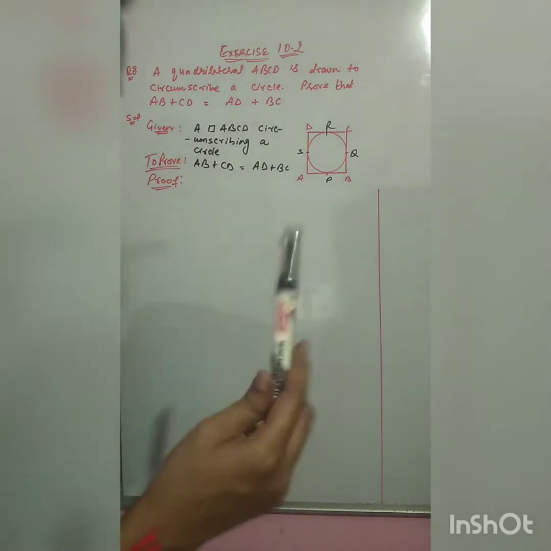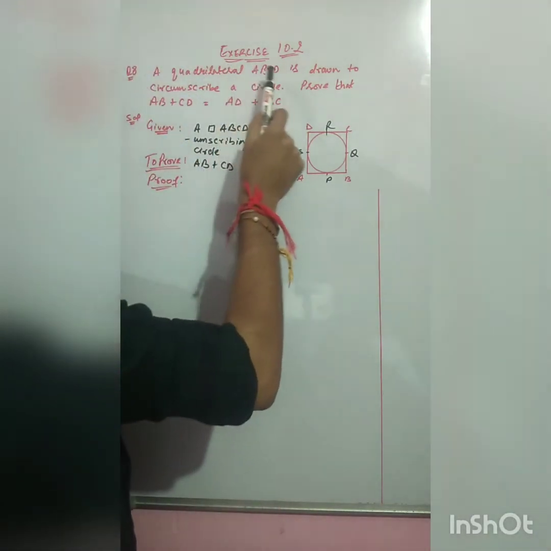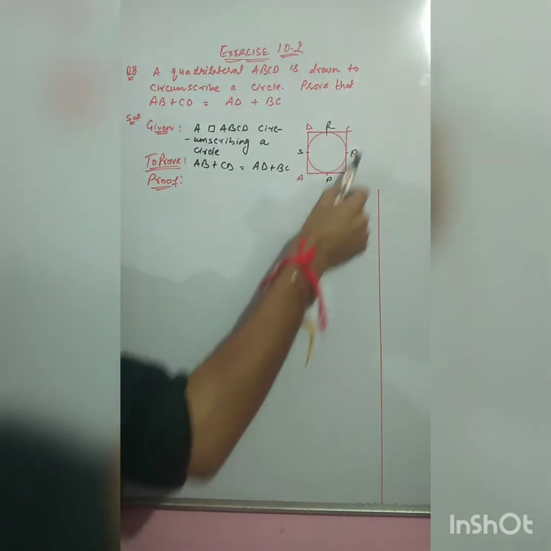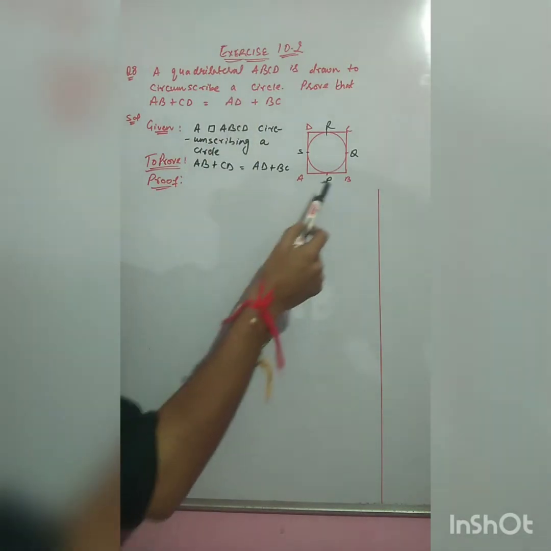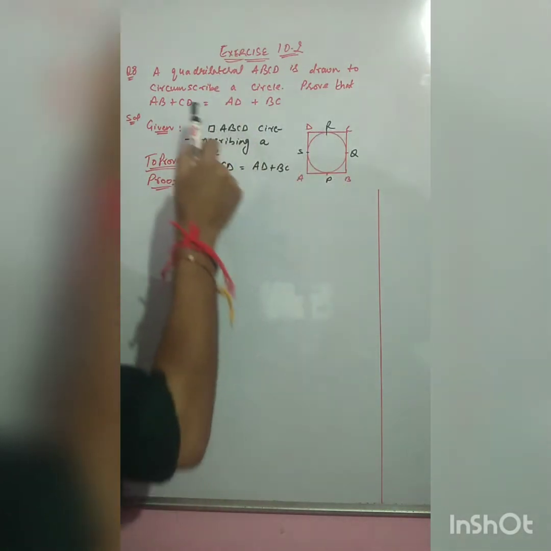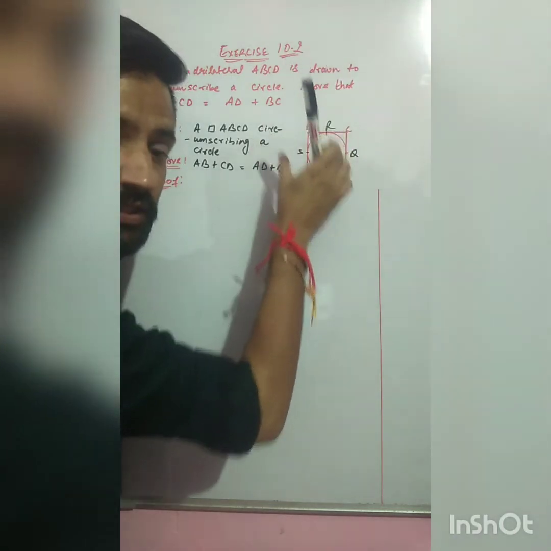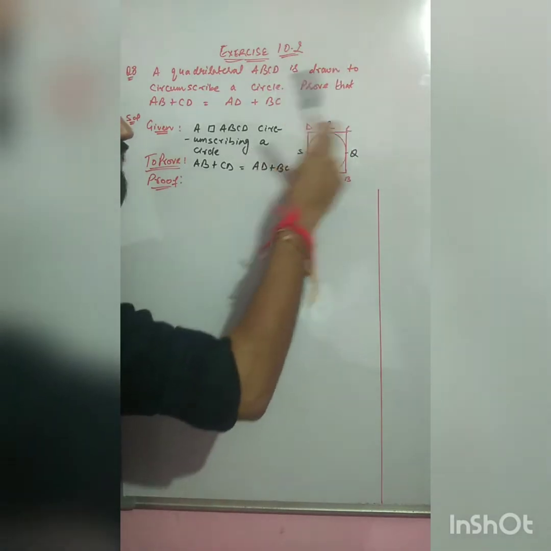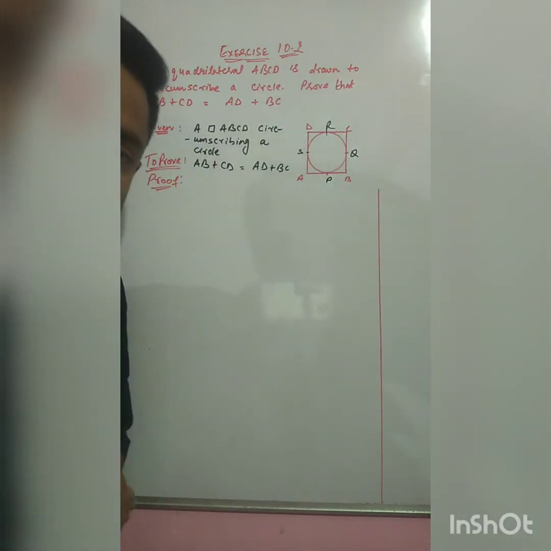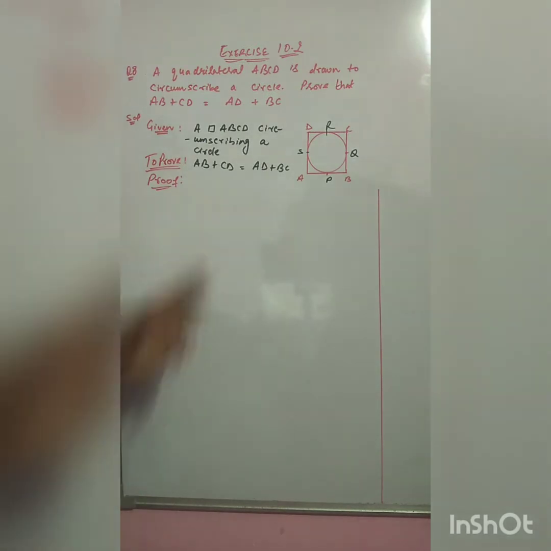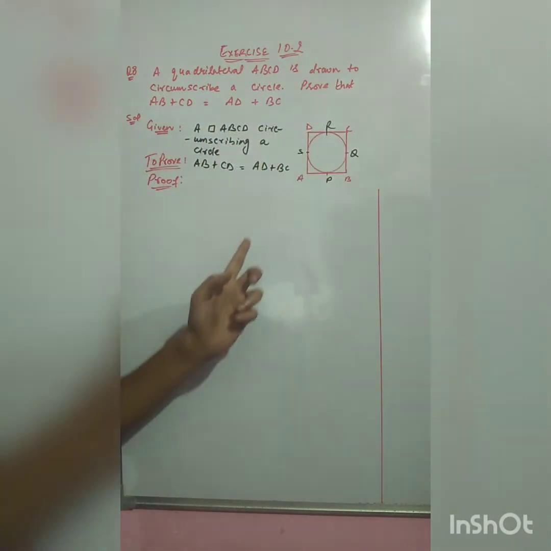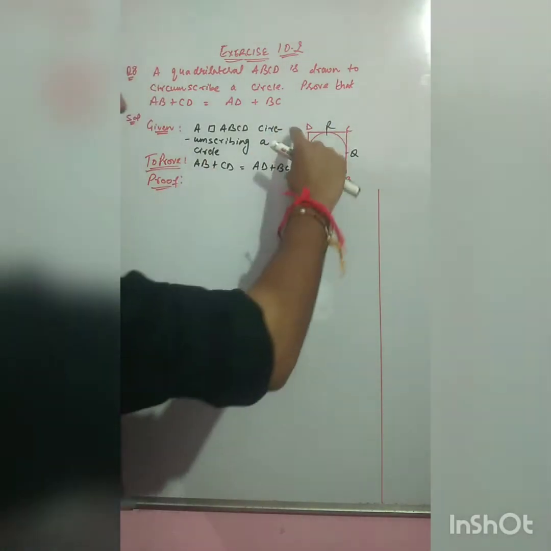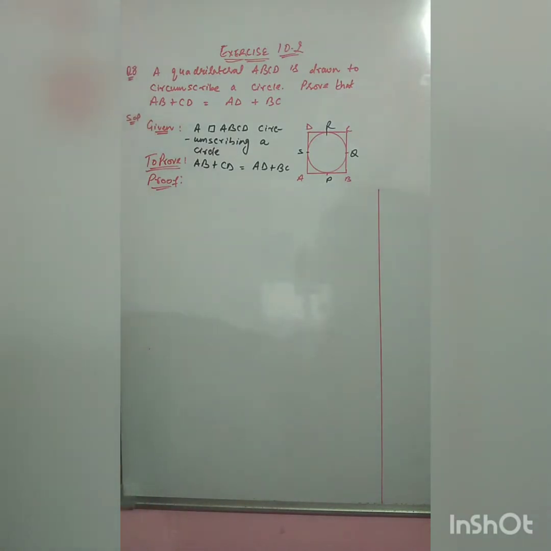Question number 8. In question number 8, we are given a quadrilateral ABCD drawn to circumscribe a circle. There you have a quadrilateral circumscribing a circle at the points P, Q, R, S. We have to prove that AB plus CD is equal to AD plus BC. That is, we have to prove that the sum of the opposite sides of a quadrilateral circumscribing a circle is always equal. Now let's start with the proof.